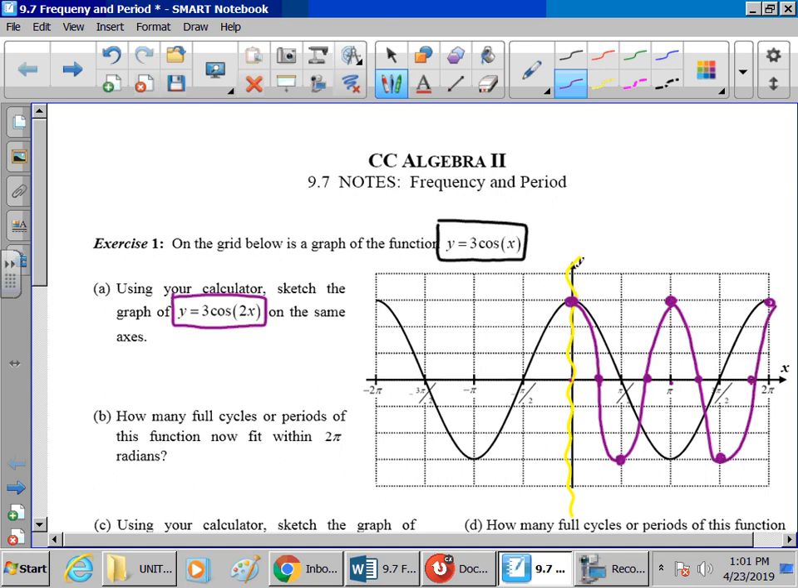Again, I'm going to show you an easier way to do this, an easier way to recognize this once we get a little bit further into the lesson.